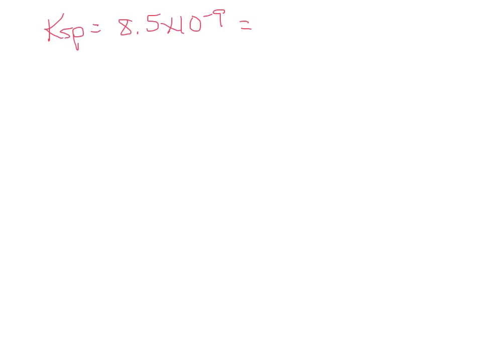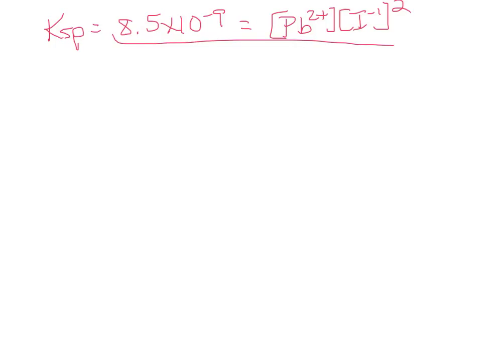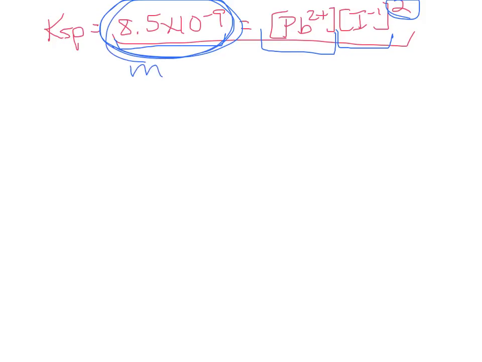And remember our Ksp expression was concentration of the lead ion times concentration of the iodide ion squared. And now, what does this mean exactly? This means that whatever the concentration of lead ion is in solution, multiplied by whatever the concentration of iodide is in solution squared, better not exceed the Ksp value, 8.5 times 10 to the minus 9. 8.5 times 10 to the minus 9 is the maximum amount that lead and iodide can combine to be soluble.